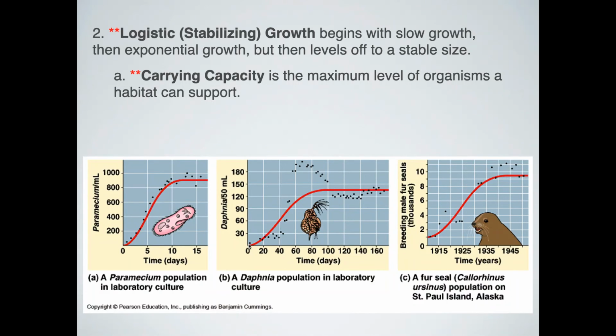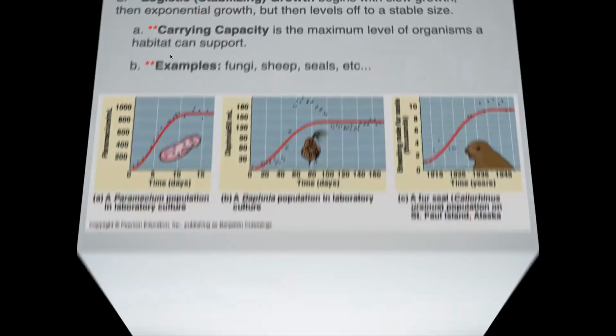Here's again Daphnia. You can see it in a laboratory. It starts to go and level off. Fur seals, and so you can see the fur seal population is going up like this, and then it starts to stabilize also. And so things like fungi, sheep, seals, all tend to have logistic or stabilizing growth.